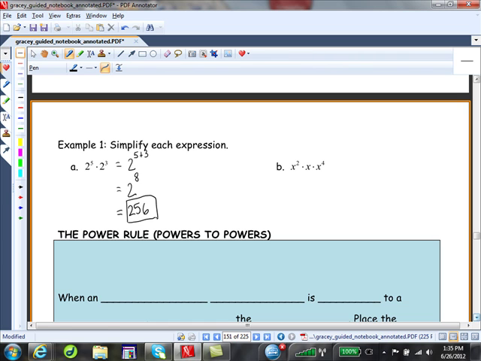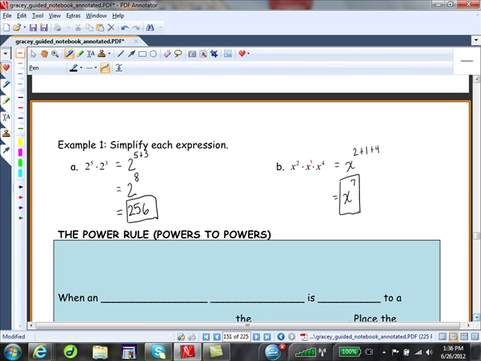Okay, let's see how you did. Remember that x is the same as x to the 1 power. So here, do you see we have a common base of x, and they're being multiplied together. So we'll get x raised to the 2 plus 1 plus 4, which gives us x to the 7th power. We don't know what x is, so that's as far as we can take that problem.